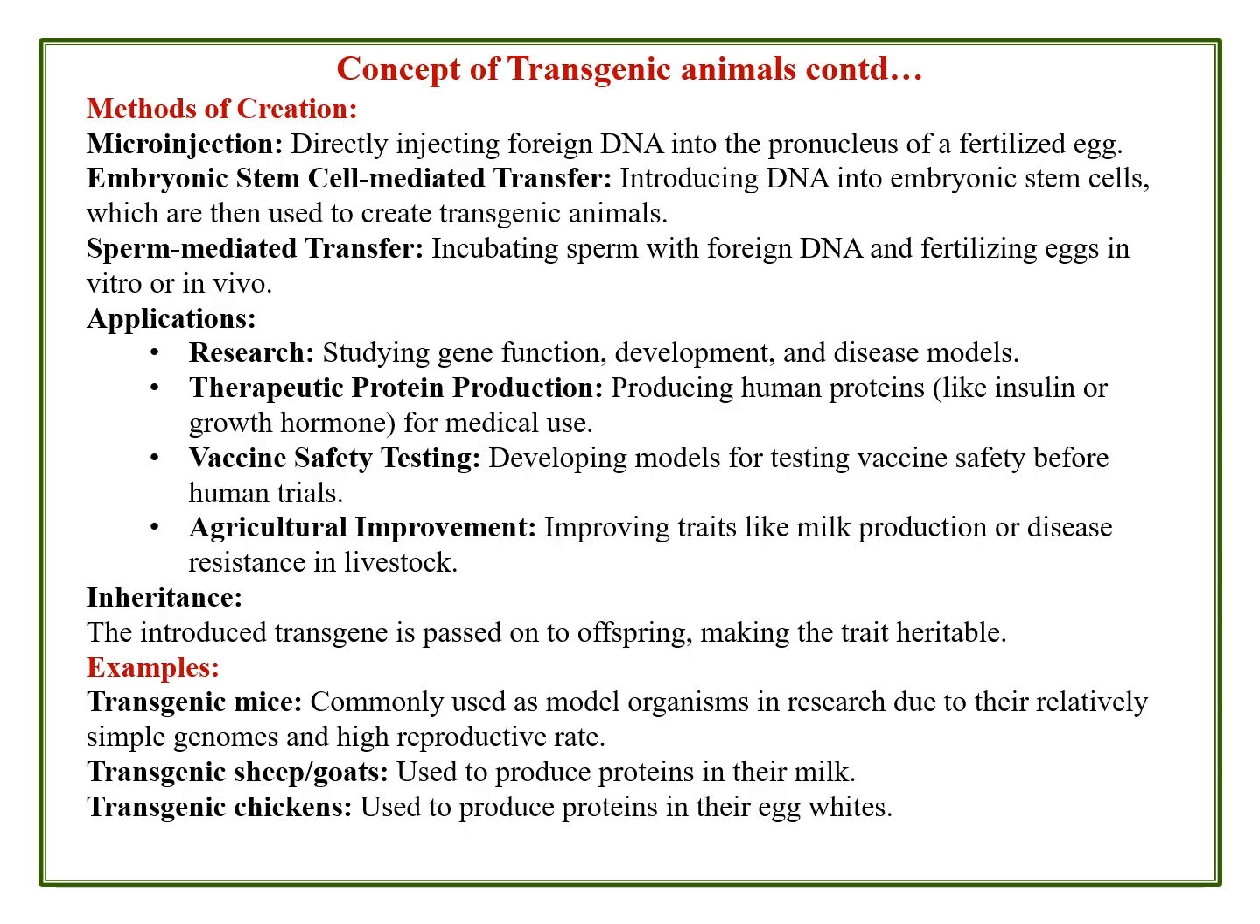The introduced transgene is passed on to the offspring, making the trait heritable. Transgenic mice, transgenic sheep, and transgenic chicken are as of now prepared, commonly used model organisms in research due to their relatively simple genomes and high reproductive rate. Transgenic sheep or goats produce proteins in their milk. Transgenic chickens are used to produce proteins in their egg whites.